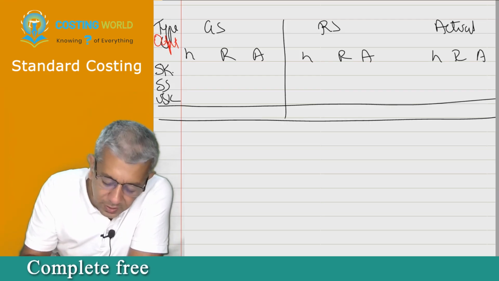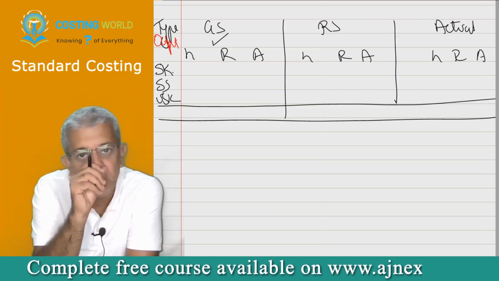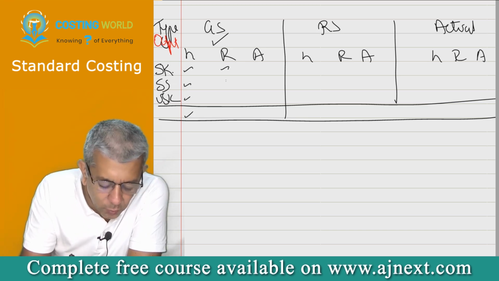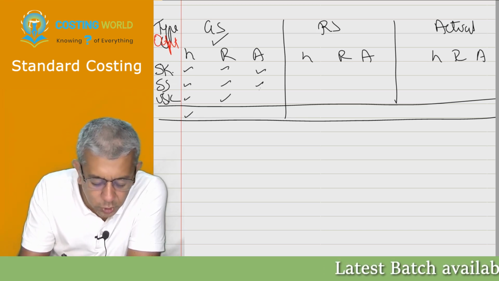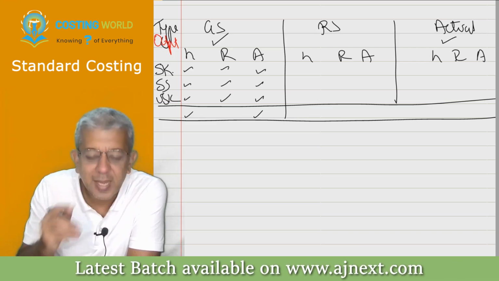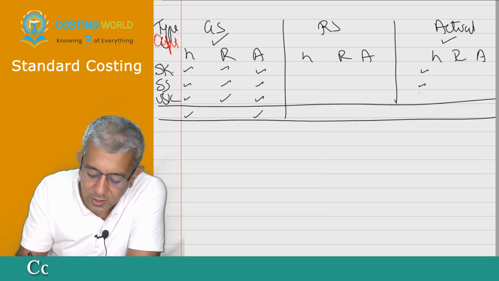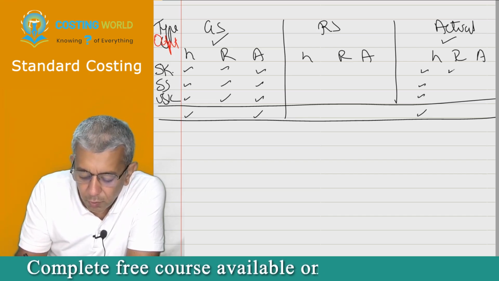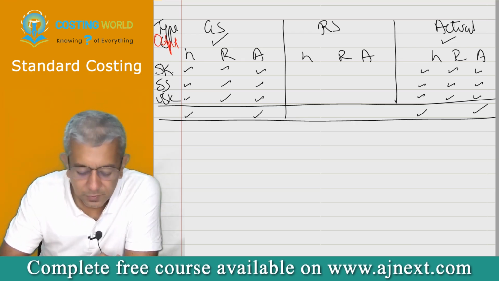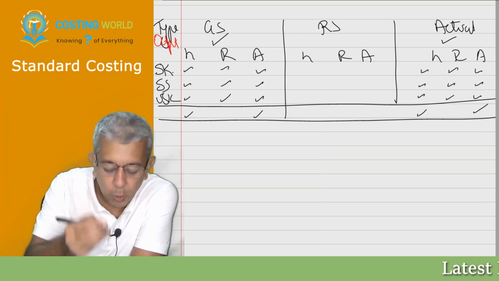Now, for producing this much output, how many hours should workers have taken? At what rate should we have paid them? What should have been the cost? Then check what was the actual output. For the actual output, how many hours were actually taken? At what rate did we pay them? What was the actual labor cost for us?